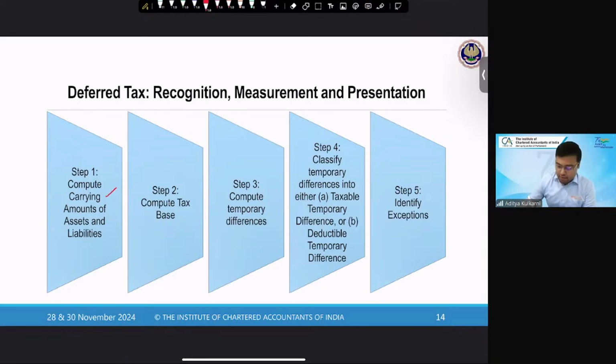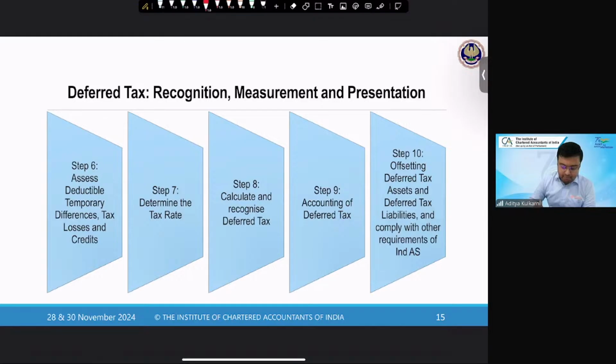Step 2 is compute the tax base. Step 3, compute temporary differences. Step 4, classify these into taxable temporary difference or deductible temporary difference. Step 5, there are some exceptions, identify that exceptions. Step 6, assess deductible temporary differences, tax losses and credits. Step 7, determine the tax rate, calculate and recognize deferred tax, accounting for deferred tax, and offsetting DTA and DTL and comply with other requirements of the Ind AS.